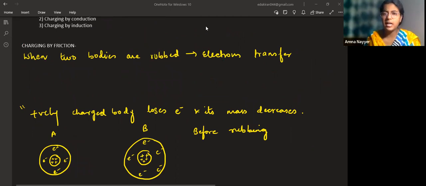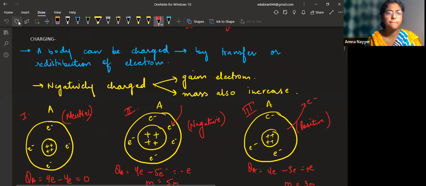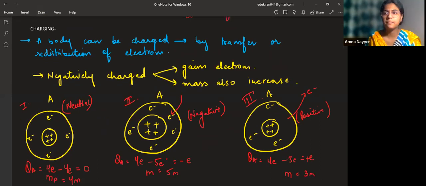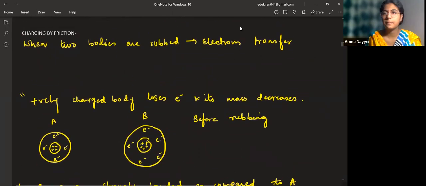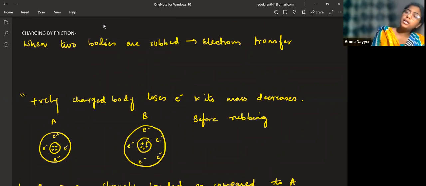Yes, class. Now, let us complete charging by friction at least. See, charging by friction means what? Frictional force we have studied in class 11. Frictional force came into action when two irregularities went past each other, right? So when two bodies are rubbed, then also transfer of electrons occurs. And that transfer of electrons which occurs due to friction, we call charging by friction.